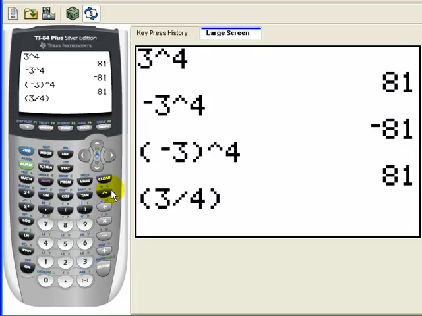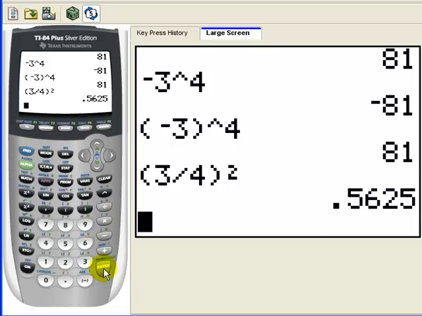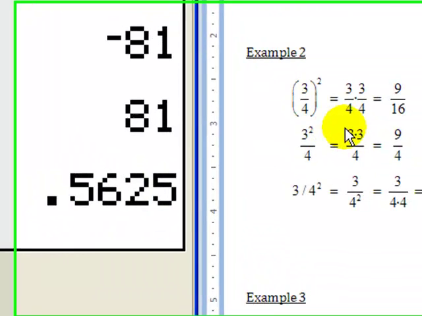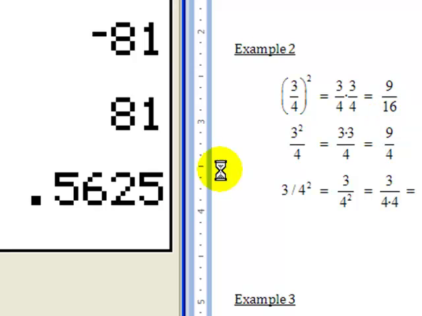And then we can either use the caret key on the right hand side and say "to the," and then 2 for the 2nd power, or over here on the left hand side of the calculator you'll see there's an x squared key. Because we do square so often, there is a shortcut key in this situation, and I'm going to use that. If we press enter, we'll see that we get 0.5625, and in the example on the right you may have noticed that the answer was 9/16.